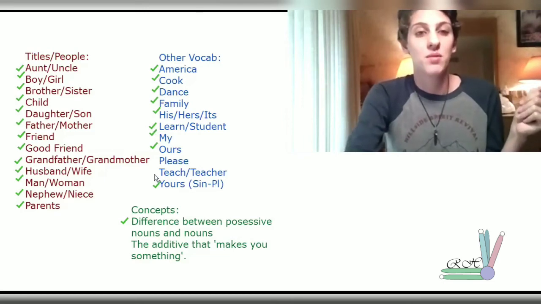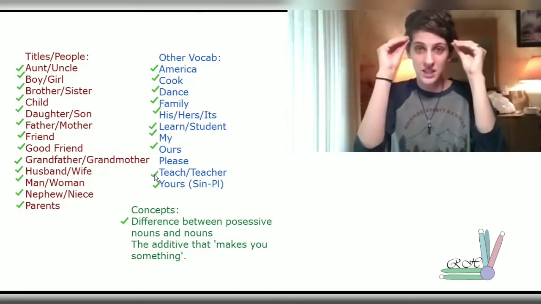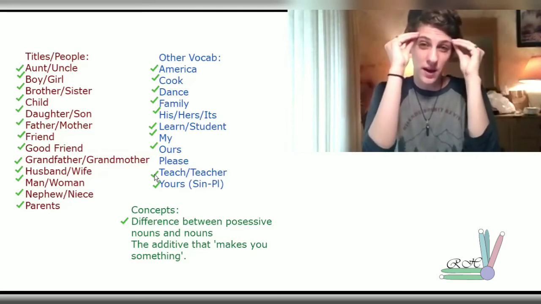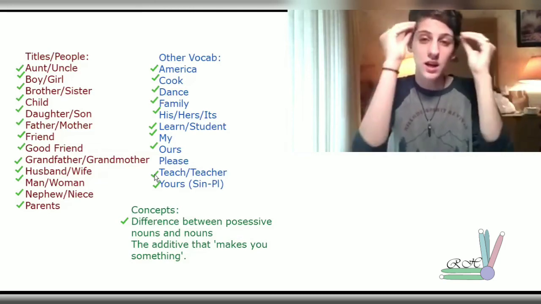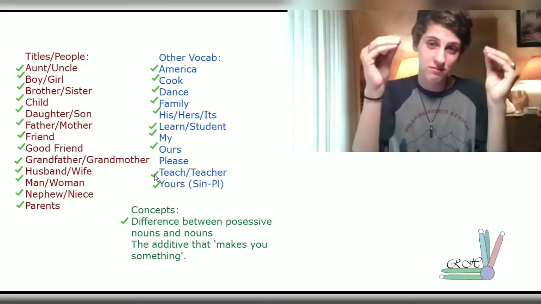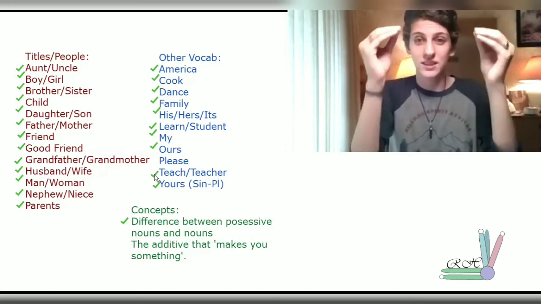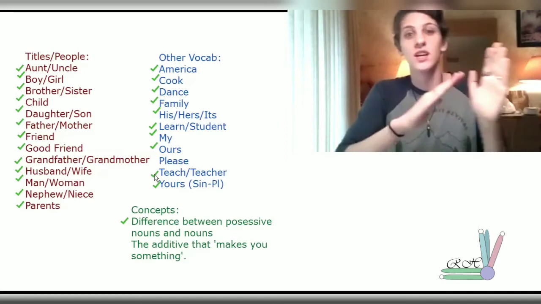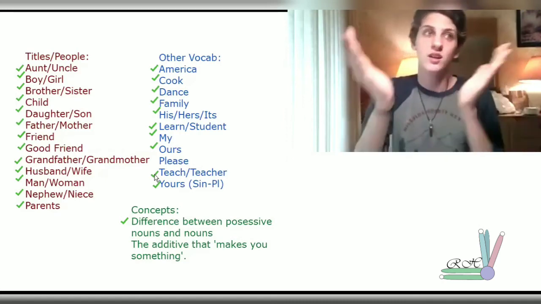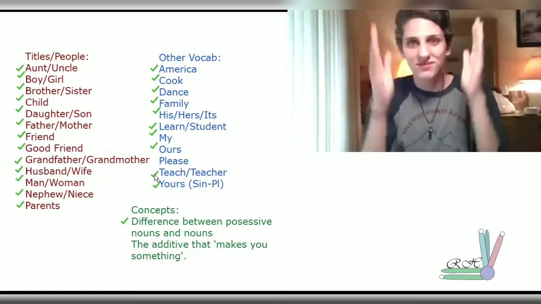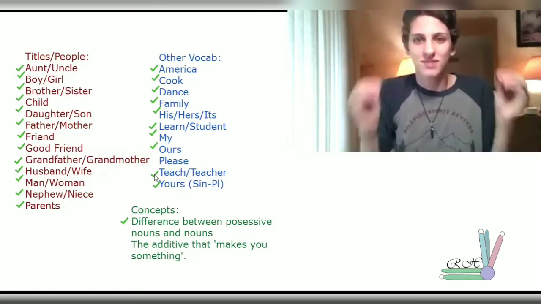The same goes for teach. So to teach is like this, right? I'm taking information from my brain and I'm giving it to you. To teach, a teacher. It's a nice little additive they've got going on. So I don't have to remember teacher, teach, student, learn, cook, whatever. It's a nice little additive.